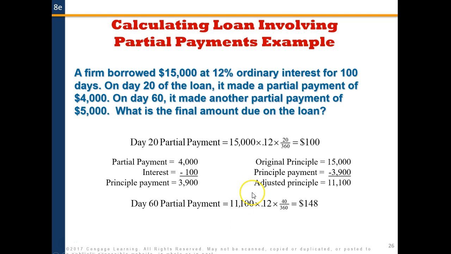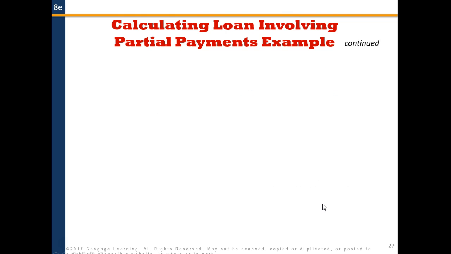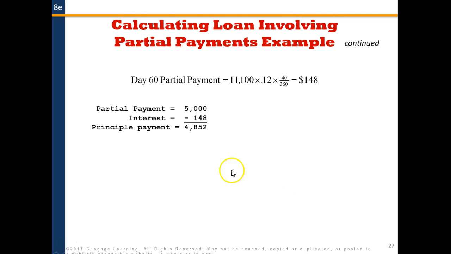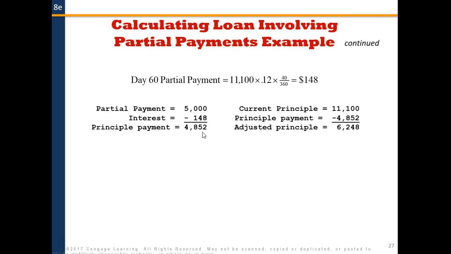Then we take that $11,100 for the second payment, which is 40 days. It says on day 60, but we made a payment after 20 days, so from day 20 to day 60 there's a 40-day difference. The interest on that is $148. So the principal payment that was made was $4,852. We subtract that from the current principal of $11,100 and we get $6,248.